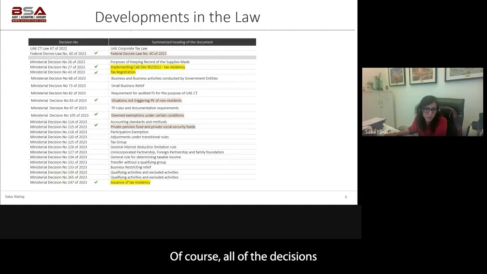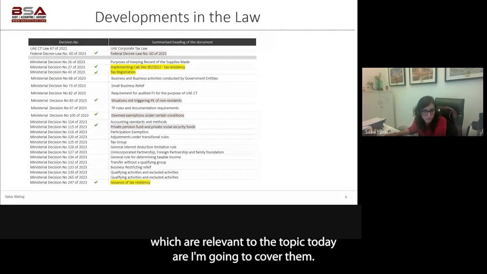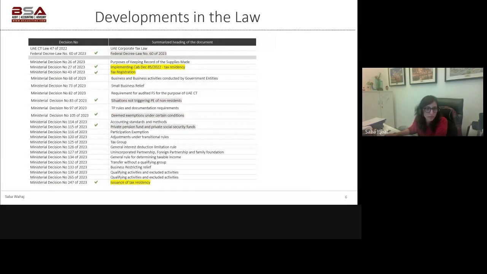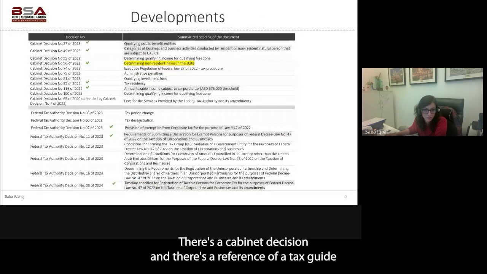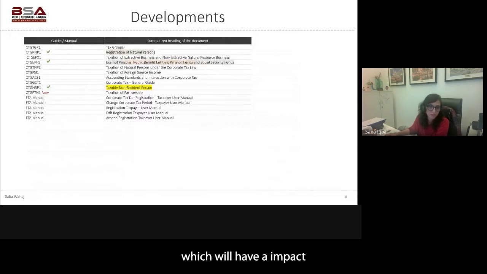Of course, all of the decisions which are relevant to the topic today, I'm going to cover them. There are a few ministerial decisions, there's a cabinet decision, and there's a reference to a tax guide which will have an impact on our discussion today.